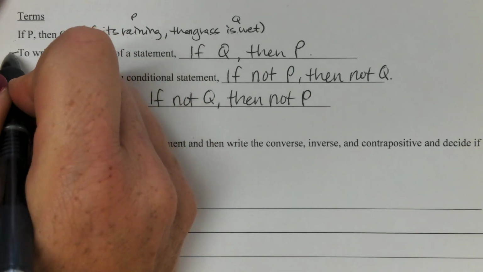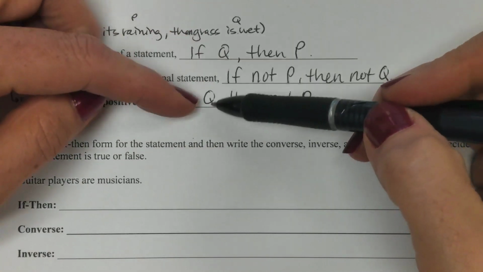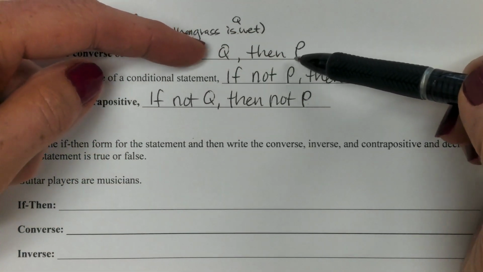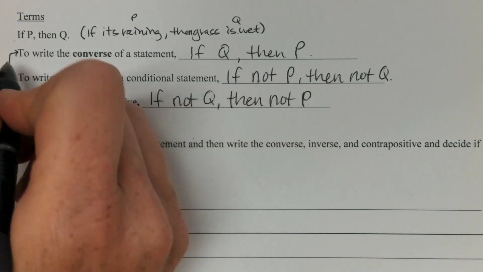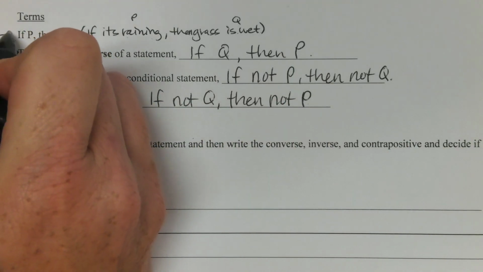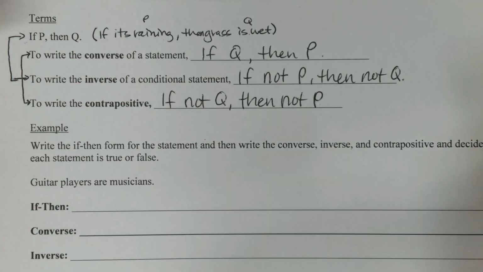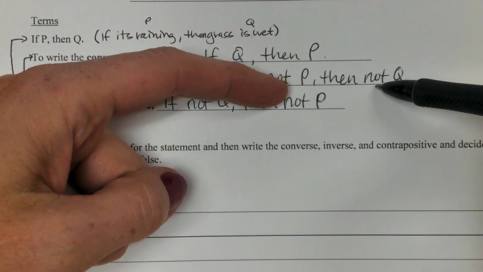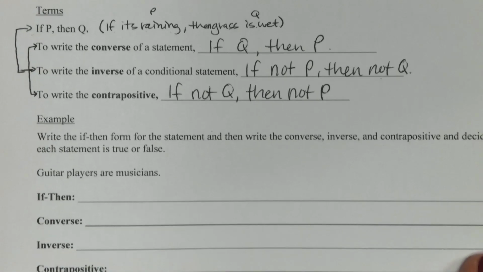I kind of match up the two C's, contrapositive and converse, because they go together. The Q's come first and the P's come second. One of them is the plain if-then, and the other one has the nots. And then the inverse has an I, and so does the if-then. So that's how I remember who goes with who. P and Q stay P and Q, they just happen to have nots in front of them. It's a little trick I use to keep them straight in my head.